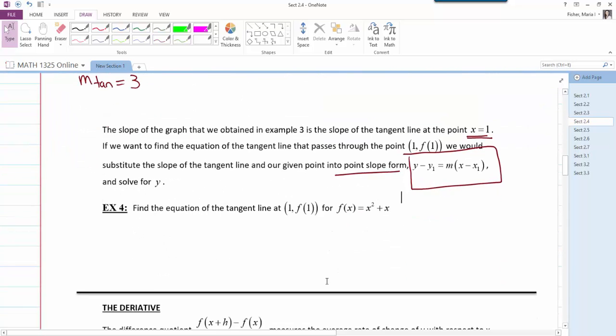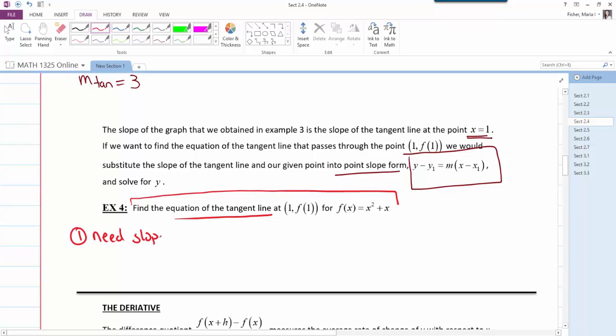So if we wanted to find the equation of the tangent line at 1 comma f of 1 for f of x equals x squared plus 1, and again, I'm just using the same example so that we just build on what we've been doing. So if I want to find the equation of the tangent line, I need my slope. Well, did I know the slope of the tangent line? Yeah, that's example 3. That slope was equal to 3.